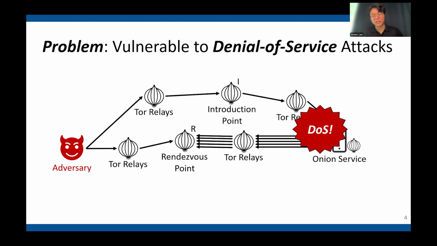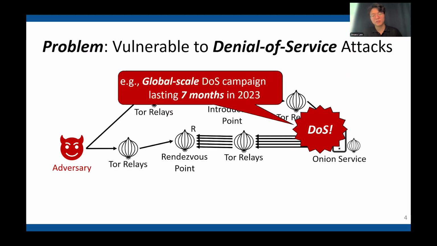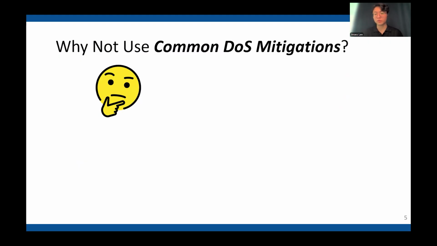And this type of DoS attack is practical. In 2023, the Tor Project officially announced that a network-wide DoS campaign lasted 7 months. In response, the community had tried to deploy common DoS mitigation ideas, but they failed, unfortunately.